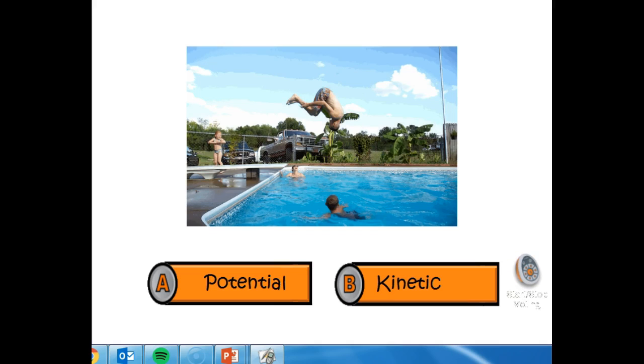Now look at this one. And again, it's both potential and kinetic, but listen to my description. The boy is doing a flip off the low dive. Is that potential or kinetic? Right, it's kinetic because he's in motion. Remember, if you see motion, that's kinetic. But because he's in the air, he also has potential energy. He could fall.